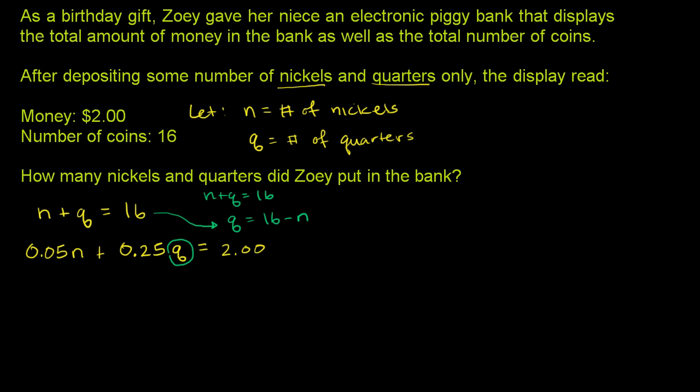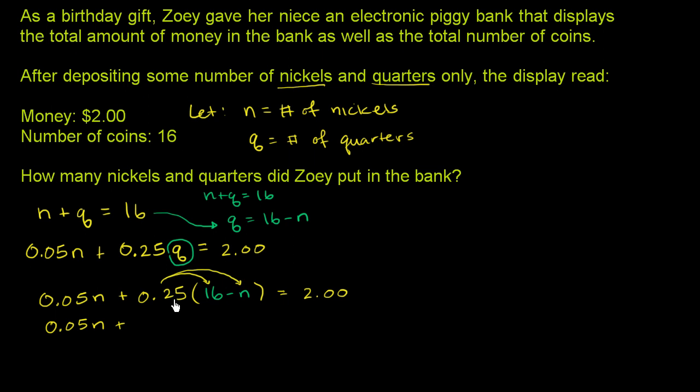So let's do that. The second constraint, when we make the substitution, becomes 0.05 n plus 0.25 times, instead of q, 16 minus n. That's what the first constraint tells us, q must be 16 minus n. That is going to be equal to $2. We're solving the system by substitution. Now let's simplify this. Let's distribute the 0.25 times the 16 and the 0.25 times the negative n. 0.25 times 16 is the same thing as 1/4 times 16, which is just going to be 4. And then 0.25 times negative n is minus 0.25 n, and that is going to be equal to $2.